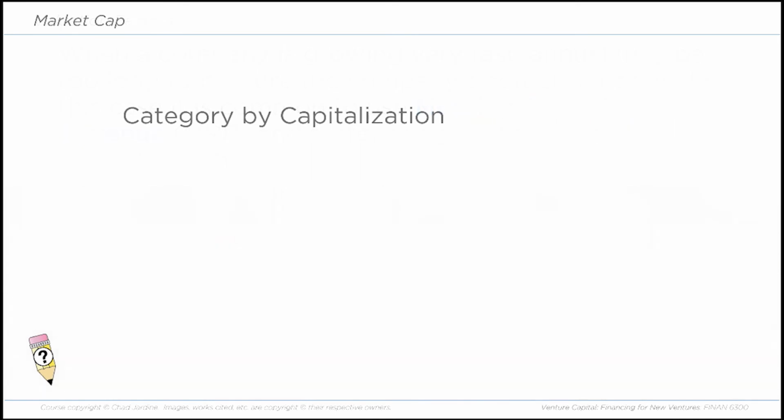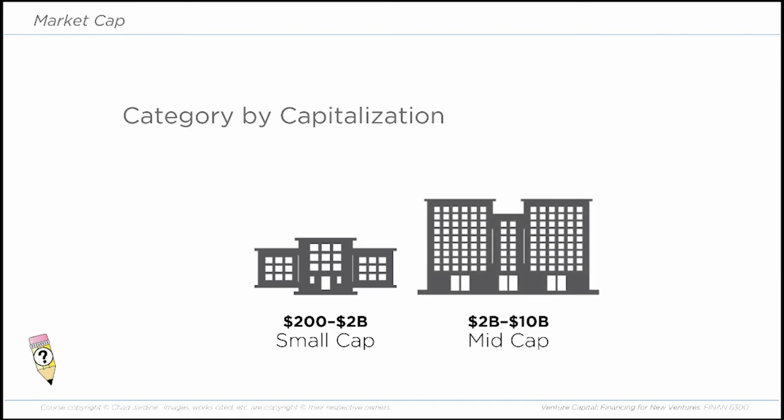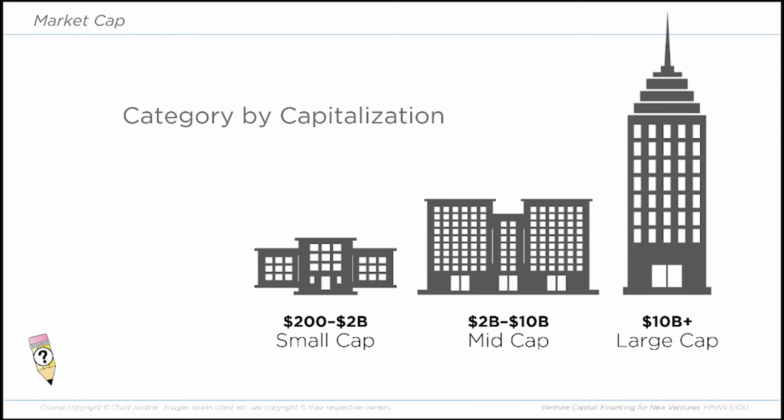Part of understanding investment stages is understanding how companies are classified. Small cap companies are those with market caps of $200 million to $2 billion. Mid cap companies are between $2 billion and $10 billion. And large cap companies are those over $10 billion in market cap.